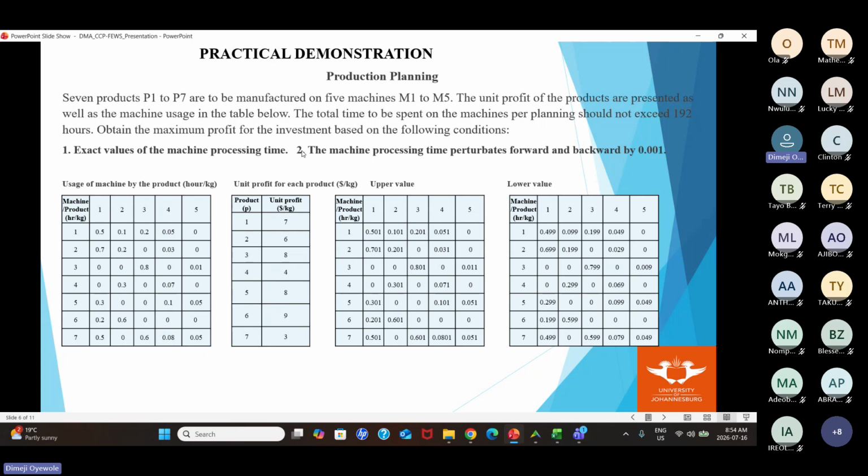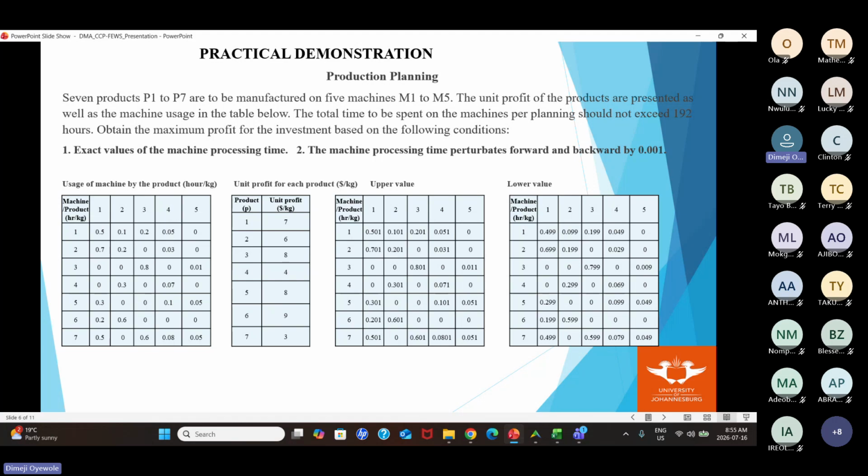if you look at the second question, the machine pressing time perturbates forward and backward by 0.01. So it means that the machine time can either increase by 0.01 or decrease by 0.01. In a situation where the machine operator is very slow or there's an issue with the machine, then there could be an extensive amount of time. And in the case where there is no problem and the machine operator is extremely fast than usual, then we have a lower pressing time.